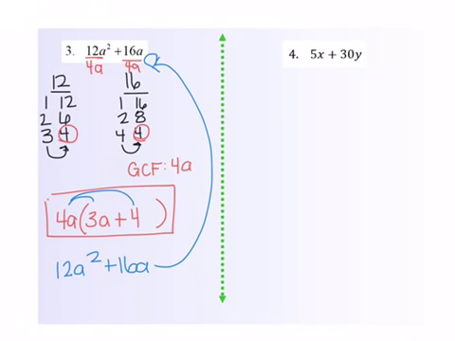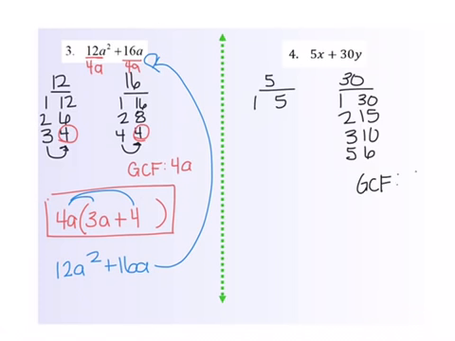So for my next example, again, I'm going to look for the greatest number they have in common, and I'm going to write out my factor tree here. I'm going to have 1 and 5. Those are the only things that multiply to 5. 1 and 30, 2 and 15, 3 and 10, 4 doesn't go into 30, and then 5 and 6. So my GCF for the number is going to be 5. Now I'm going to look. They both don't have the same variable, so there is no variable that I can take out of this.